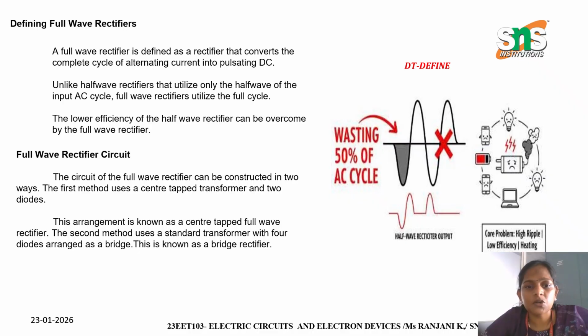This arrangement is known as a center tapped full wave rectifier. The second method uses a standard transformer with four diodes arranged as a bridge, which is known as a bridge rectifier. So the circuit of a full wave rectifier can be constructed in two ways. The first method is the center tapped one, where two diodes are used with a center tapped transformer. Next is four diodes, which acts with a normal transformer. Let us see in detail.